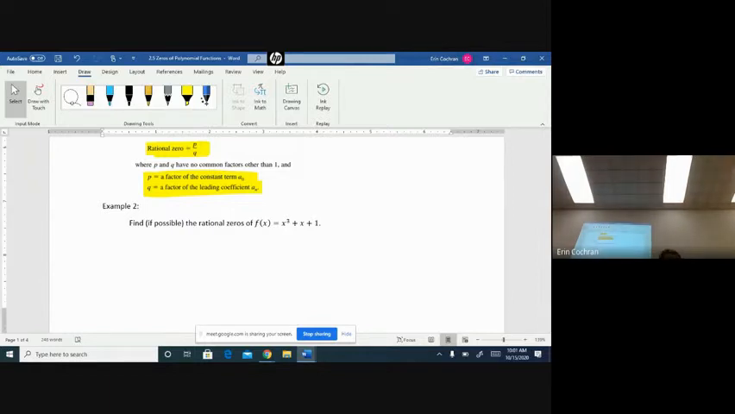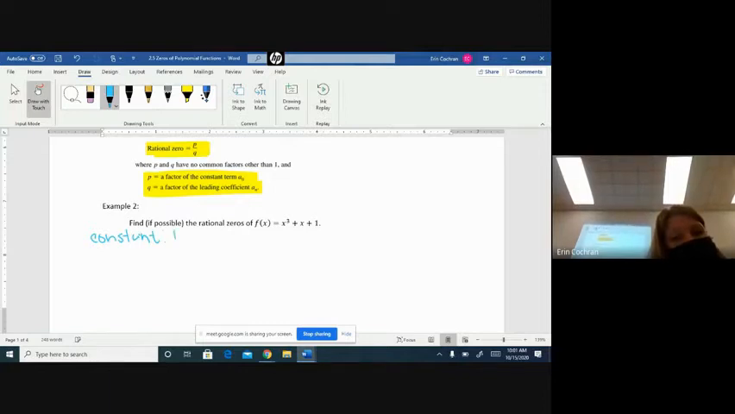3, right? Can I factor this one? No. So that's why we have to do it in this sense, okay? So I'm going to start with first, what is my constant? 1, right? So my constant is 1. So what are the factors of 1? Positive 1 and negative 1, right? Because 1 times 1 is 1, and negative 1 times negative 1 is 1, right?